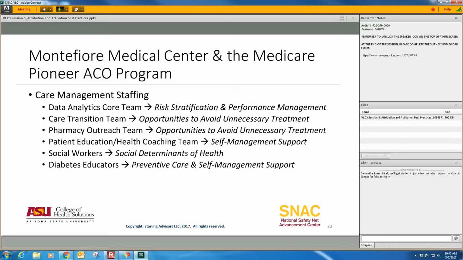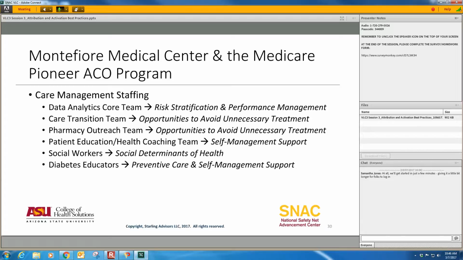So the way they approach their staffing, they're a very large organization, but I think it's good to look at the key capacities they identified. They had a data analytics core team that led their approach to risk stratification and monitoring their performance over time. They had a care transition team and a pharmacy outreach team. So those are the places they identified an opportunity to reduce unnecessary treatment within hospital transitions and within medication management. And so they built up teams to address both of those areas.